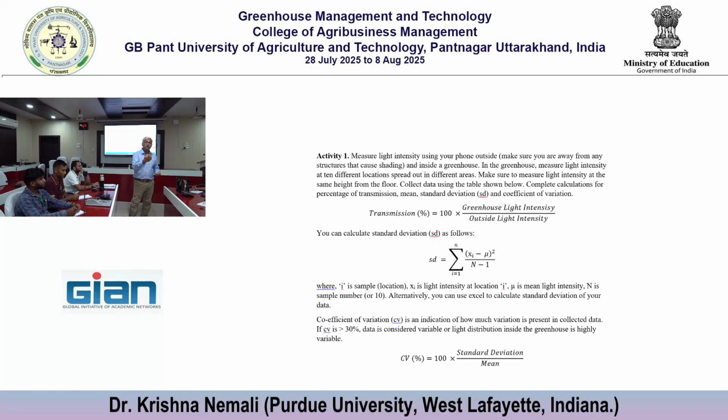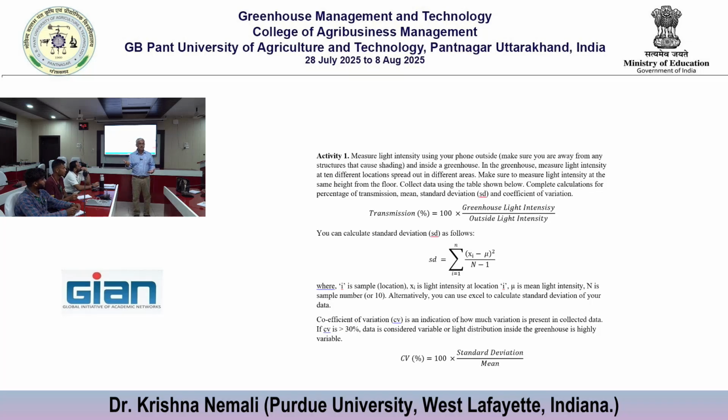And also you can use that information to replace the roofing material, the glazing material. When it gets old, transmission goes down. That's another reason. But I want you to do the same thing when you go to the greenhouse. Measure the intensity outside before you get into the greenhouse with your phones.